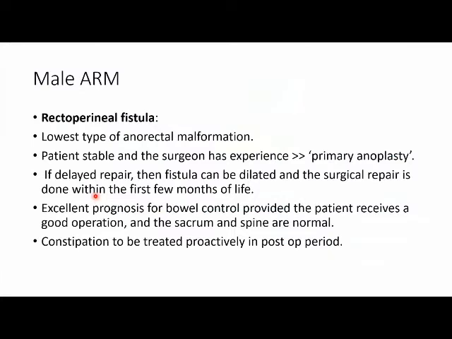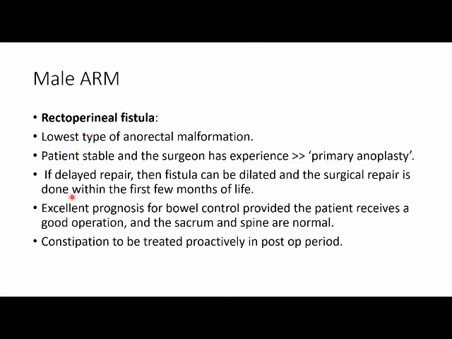Now we'll come to the details of each fistula case. We'll discuss management and also the various associated anomalies along with each. So first coming to male ARM, rectoperineal fistula. This is the lowest type of anorectal malformation, and if the patient is stable and the surgeon has experience, this is a good case for a primary anoplasty or a limited PSARP. Usually we can go ahead with the primary anoplasty in a male ARM.